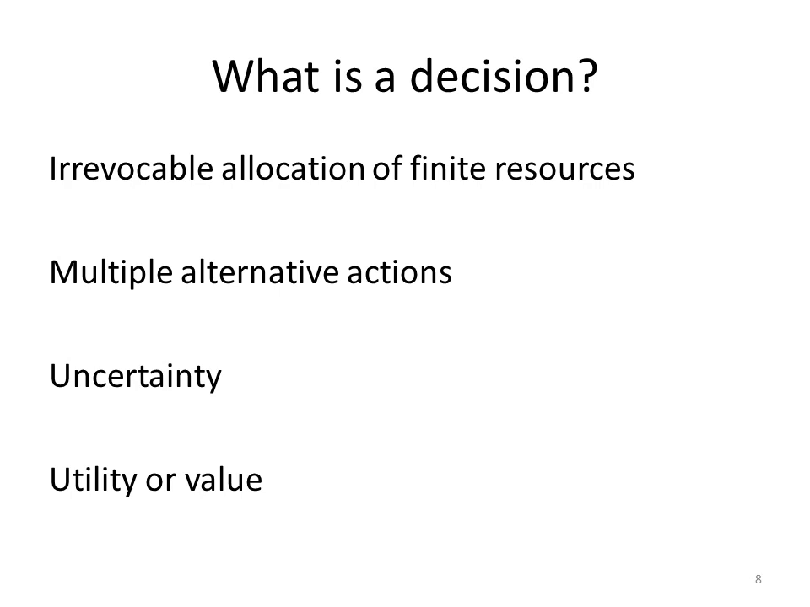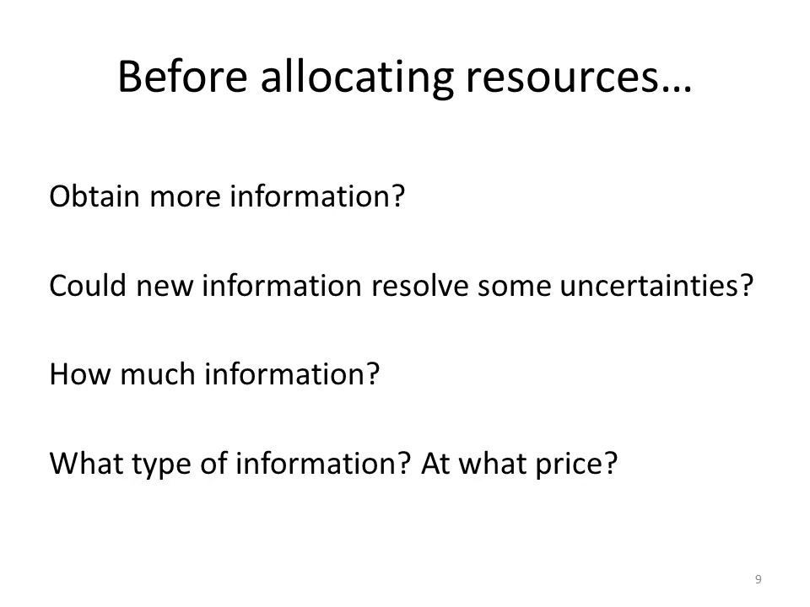So before allocating these finite resources, the decision maker might choose to ask another question, make a second decision, and that is, should they gather more information about the uncertainty? Perhaps the new information could resolve some of the underlying uncertainties. And if so, then how much information should be acquired, what type of information, and of course at what price.